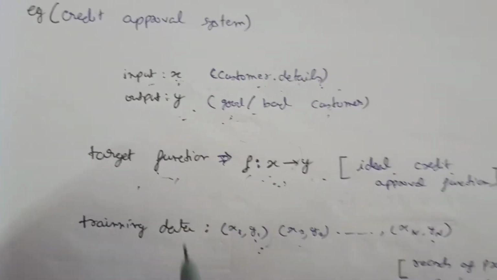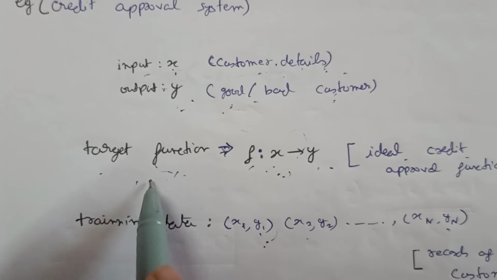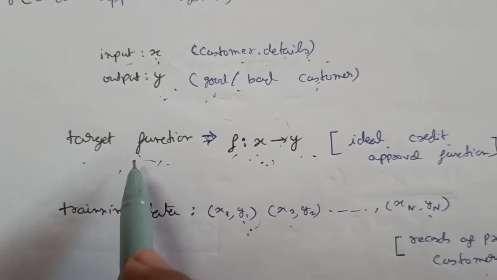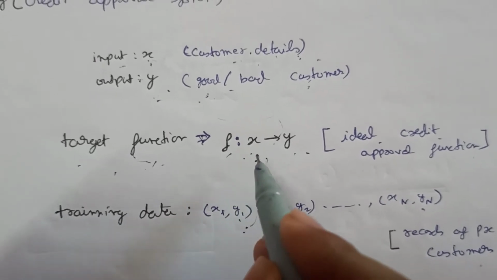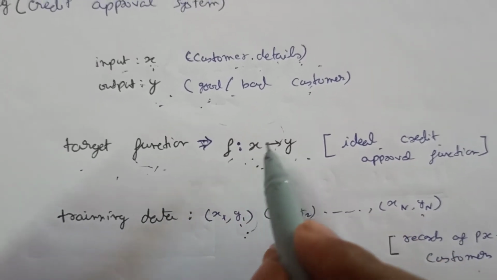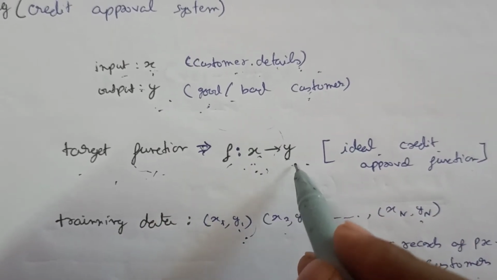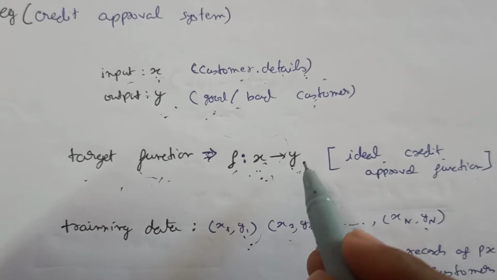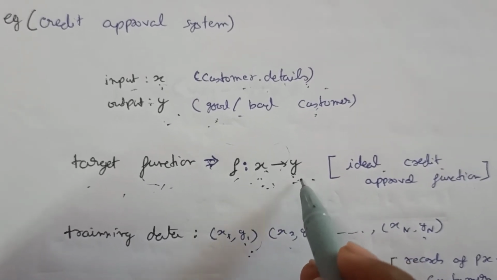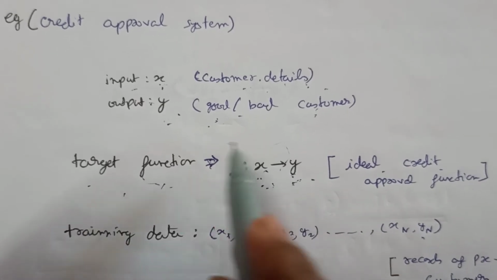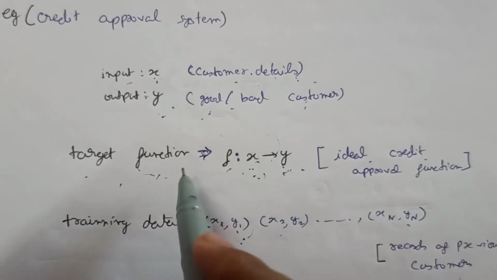Okay, so now let's take another function, that is our target function. This target function is what? This target function is the function which we want to achieve. This function is something like predicting the future with 100% accuracy. That means if we are giving details of a customer and we are getting output that the customer is going to return our money or not, that is the customer is good or bad, and it is always going to be 100% correct. Okay, so that is our target function, that is the ideal case. The ideal credit approval system that we want to achieve.